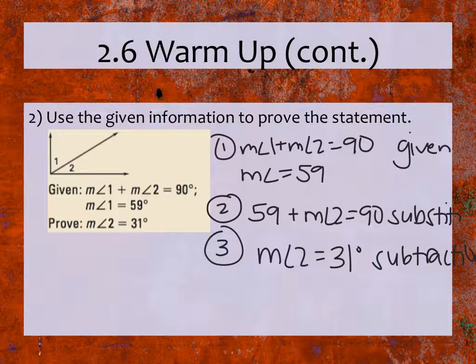The final step, so your last step should always match the statement you're trying to prove. You would always want that last step to have this as your statement, and then depending on your reason, your reason. Is there another way to do it?